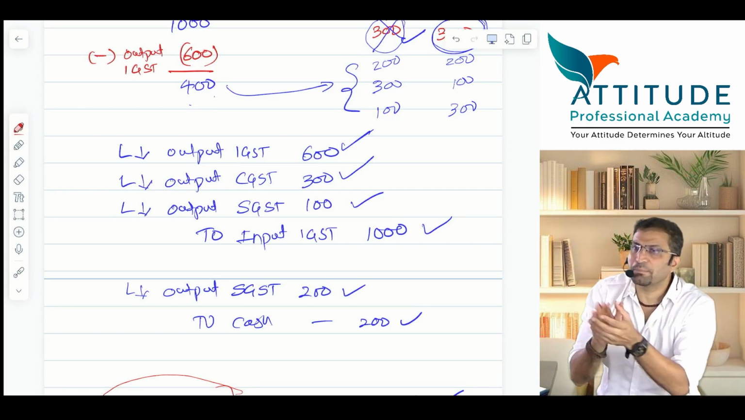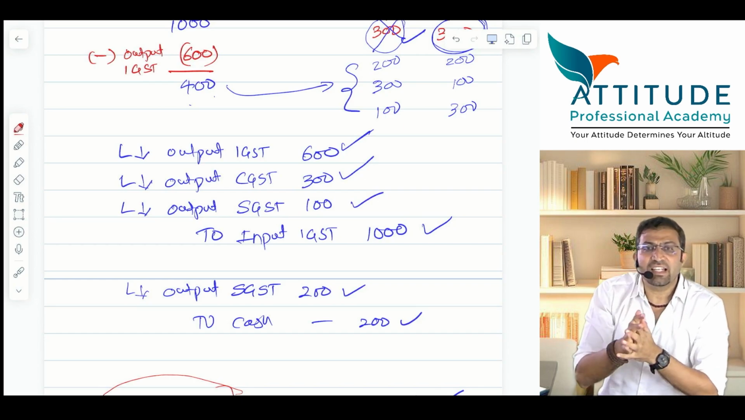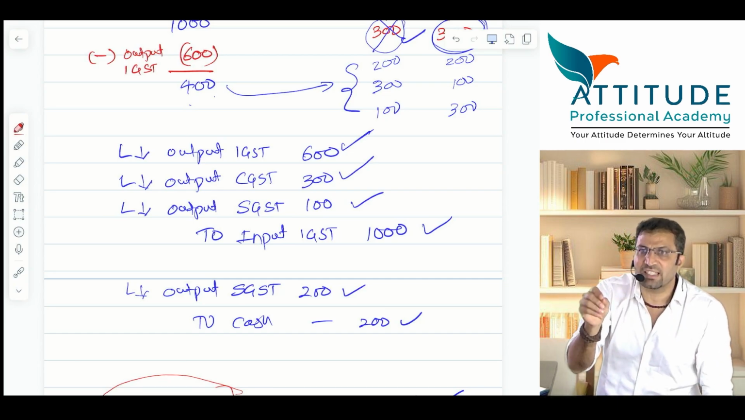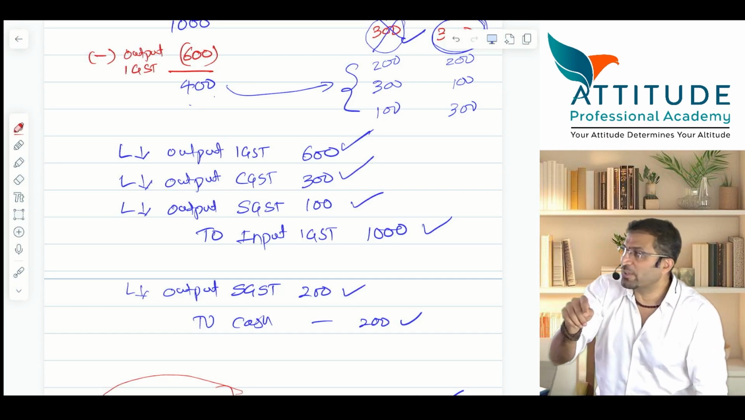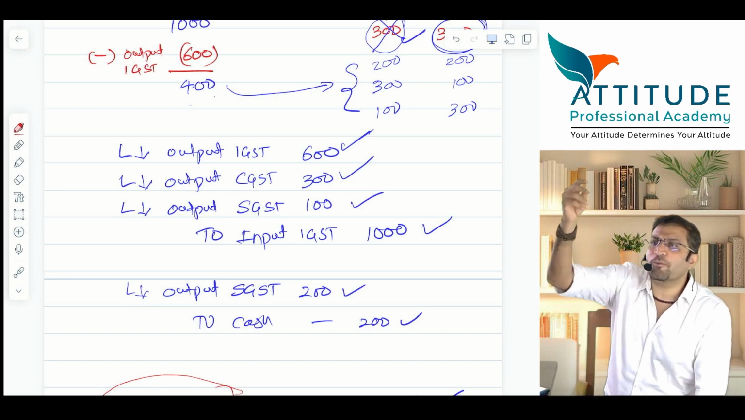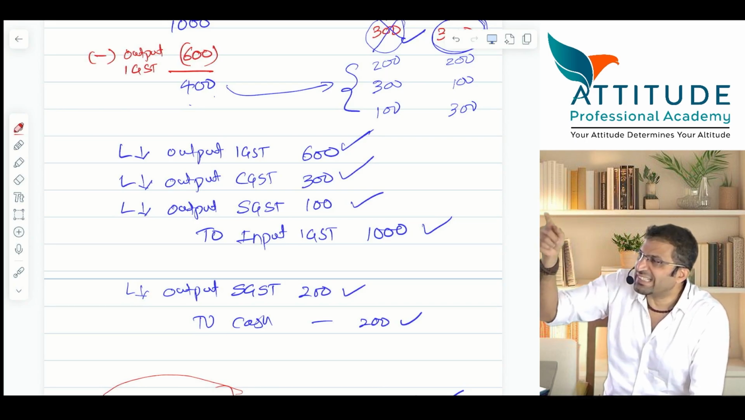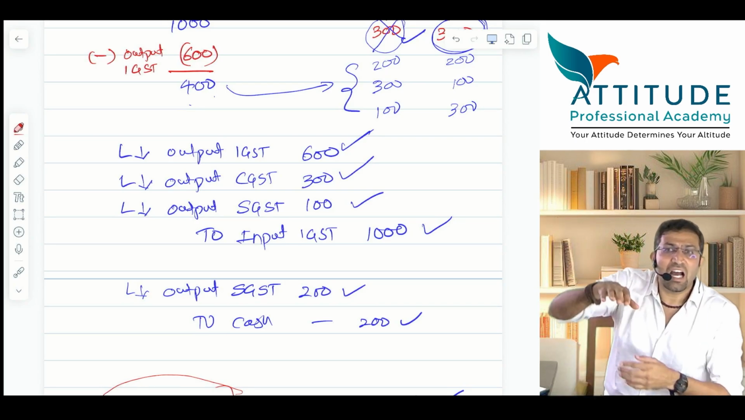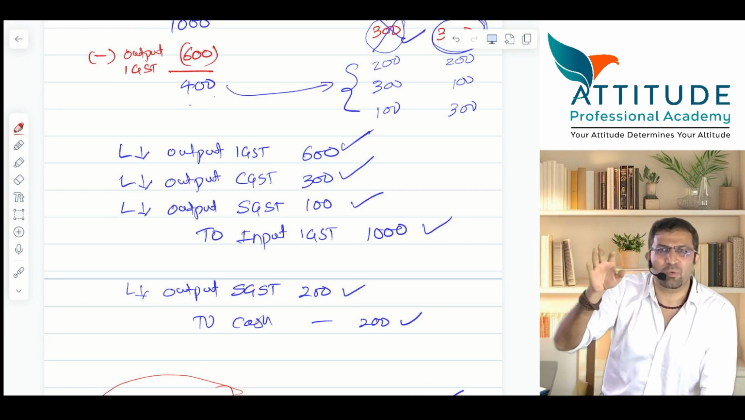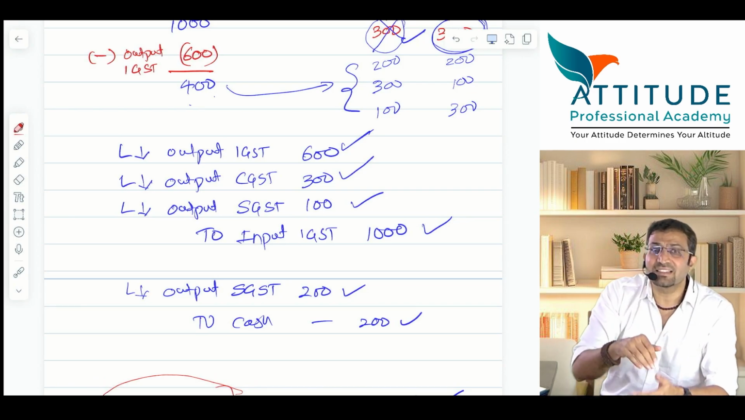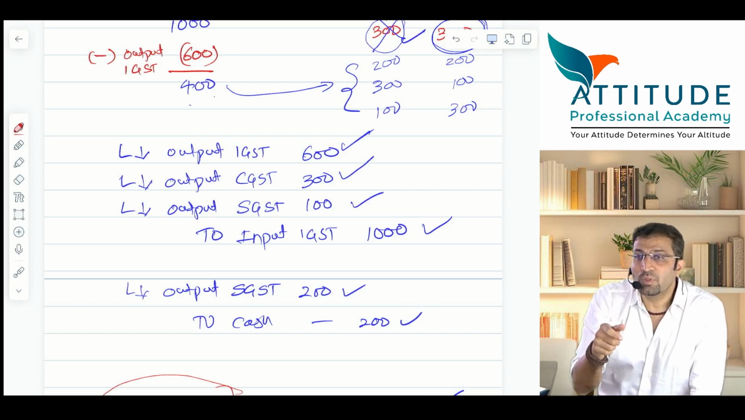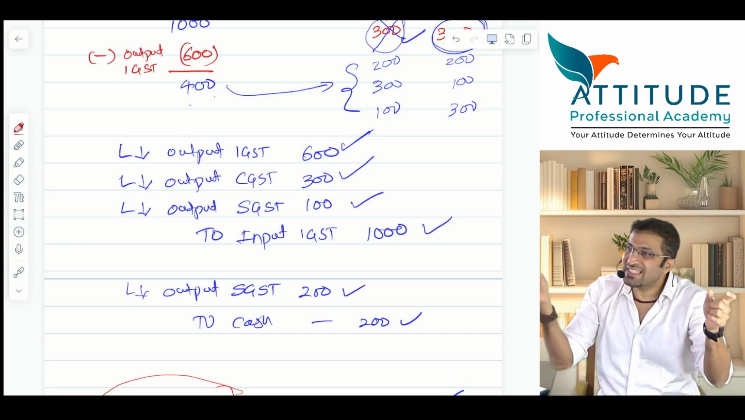I'll ask you a question. Please answer. Input GST, it could be IGST, CGST or SGST. Input GST from your angle, if you're a businessman, is payable to the government or receivable from the government? All of you. So here government is a debtor. Is that clear? Output GST, output could be IGST, CGST or SGST or UTGST, whatever it is. Is it payable by you or receivable by you? Payable to whom? So input GST and output GST are representing the government account.